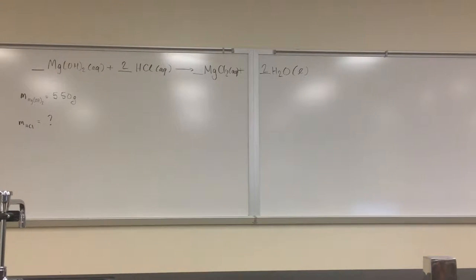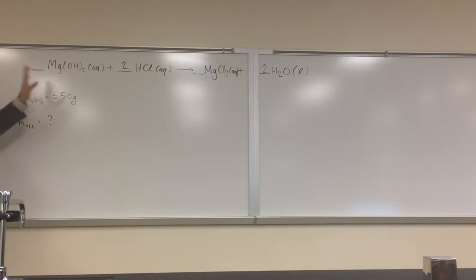Okay, so now that we've gone ahead and balanced that acid-base reaction, we can solve this problem, right? We can say, stoichiometrically, what would be the mass of HCl if we started with 5.5 grams of magnesium hydroxide? Does everybody follow me? Okay, cool. So we talked about this in the last problem.